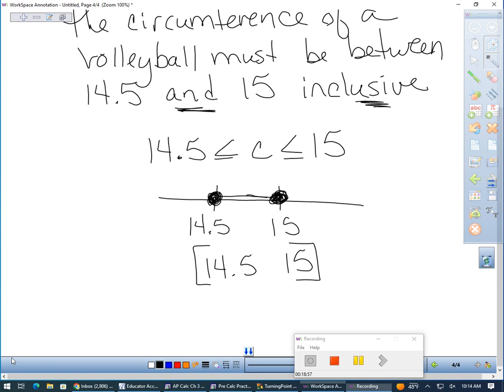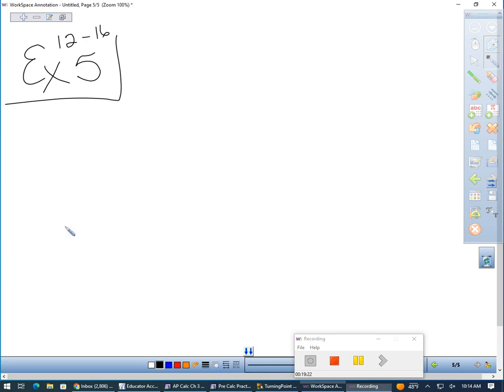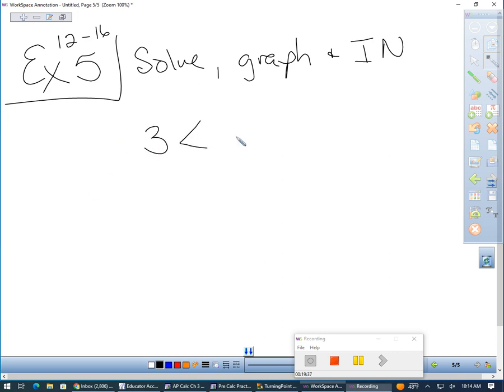Example number 5. It's going to be okay. They're not long examples. You're fine. This is going to be similar for 12 through 16. All right, so again, I'm going to ask you to solve, graph, and of course, interval notation. Well, let's say I have 3 is less than 2 plus (4 plus x) all over 3, less than or equal to, how about 7?